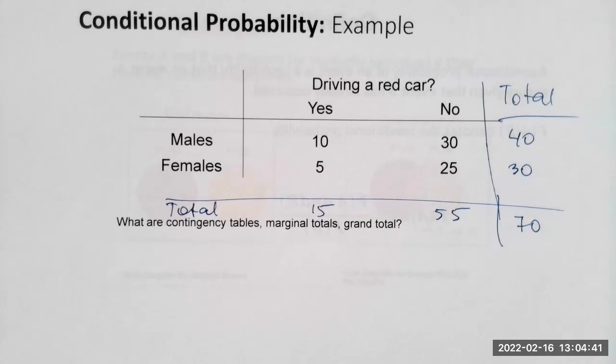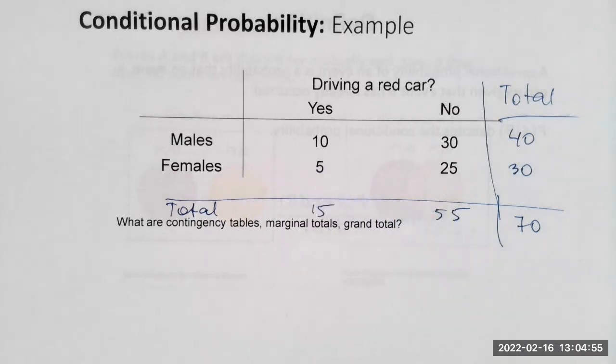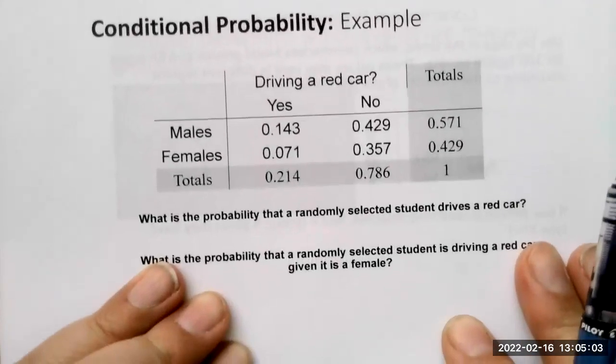Now, we talked in the previous video about how relative frequency actually represents a probability. So we have to turn our frequency table into a relative frequency table by dividing each value by the grand total of 70. And that is what we're going to get.